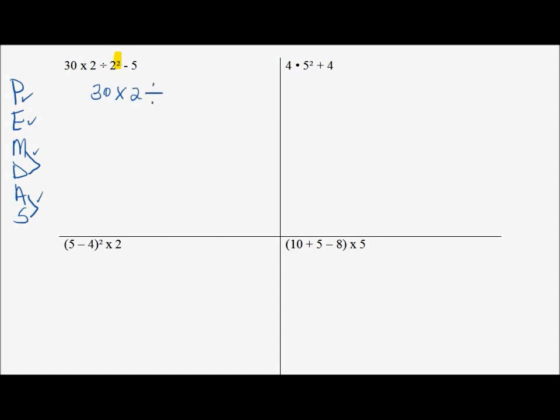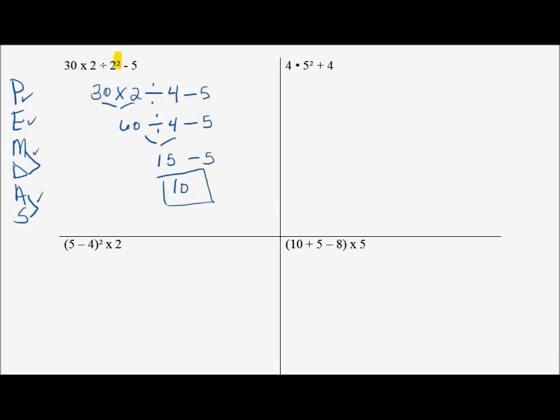And then here I have 2 to the second power. When I get here, then I'll go ahead and evaluate. 2 to the second power is 4. So now I have a multiplication and division that I can do from left to right. The multiplication comes first. So 30 times 2 gives me 60 divided by 4 minus 5. 60 divided by 4 is 15. Bring down minus 5. 15 minus 5 is 10. So that means that my final answer is 10.